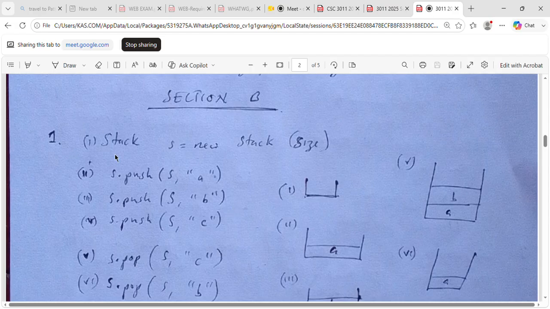So first thing first, you create a stack. Take note, this is the capital letter, just like in your programming. So this is a stack, then you give it a stack name, you create a new stack. Then you put in the size of the stack there.